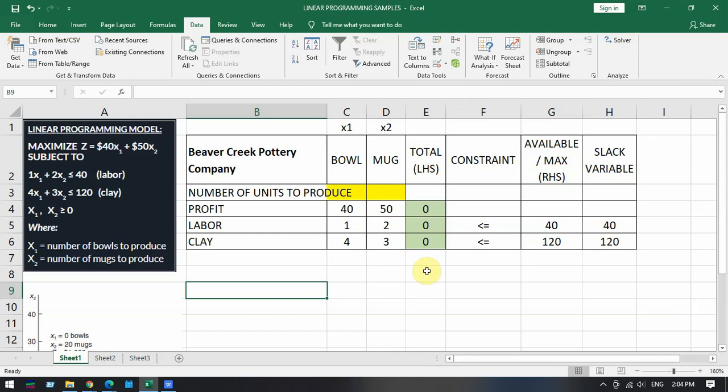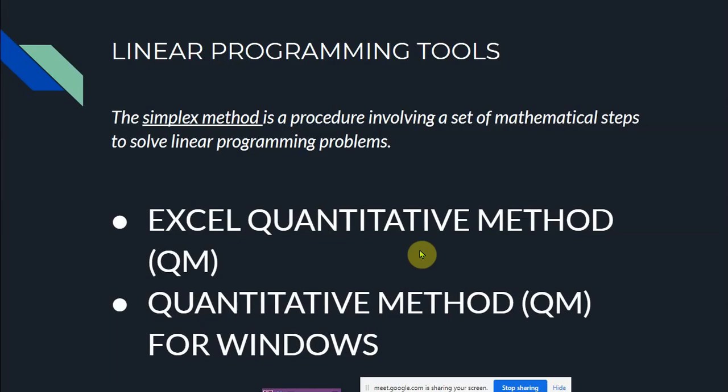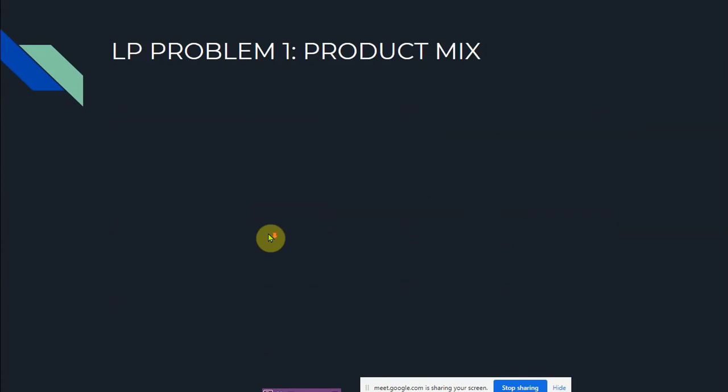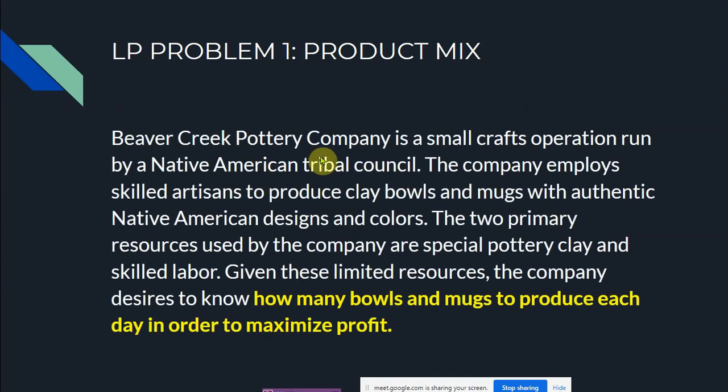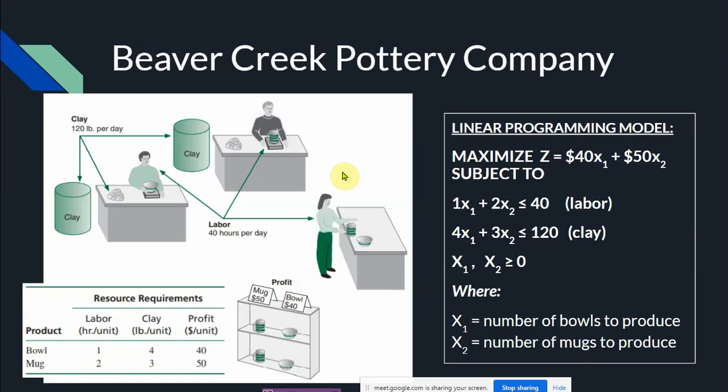Okay, so let's start now. Again, let me go back to my slides. So first we will start with Excel. Okay, so let's use the first problem that we had last time, which is the Beaver Creek Pottery Company. Okay, and the Beaver Creek Pottery Company has this situation.